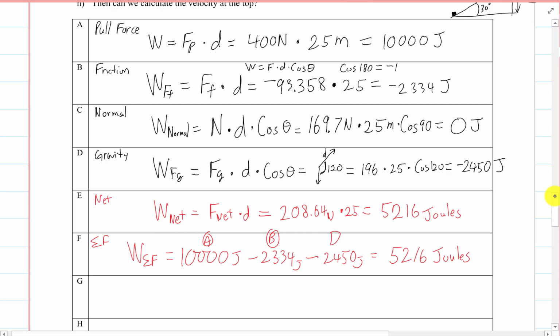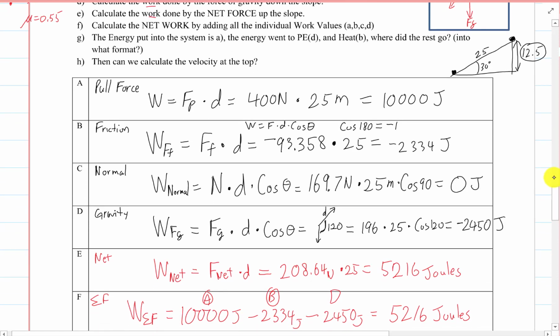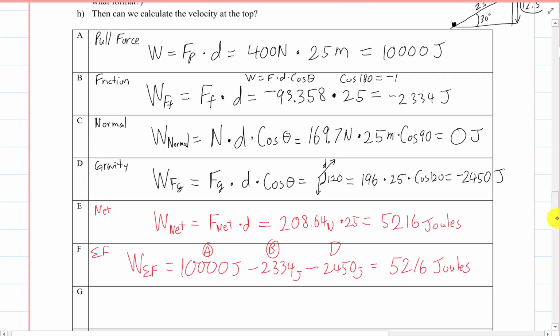So, let's see, I think I've changed this since then. The energy put into the system is A. The energy that went out of the system is D and B. Where did the rest of the energy go? In other words, we have calculated this net work done, 5,216 joules. Where did it go? Is it just sitting on the ground?